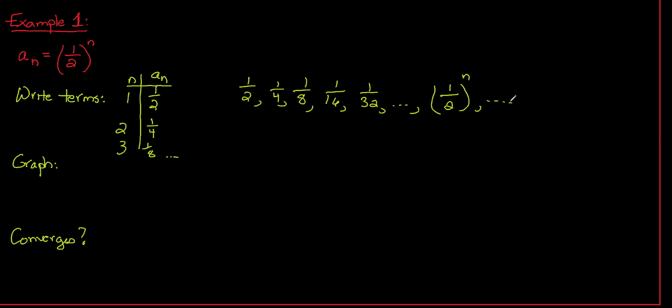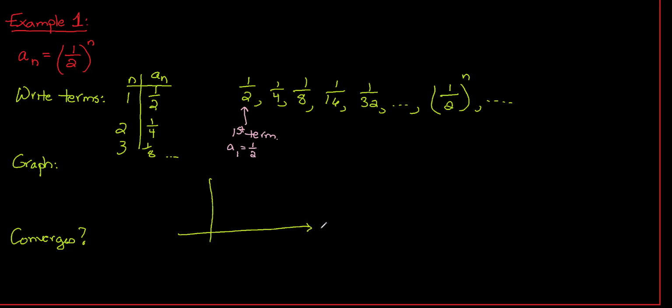So to reiterate, the 1/2, that is the value of my first term. And the notation for that is a sub 1 equals 1/2. So when n equals 1, the value of my first term is 1/2. Okay, so now let's draw a graph of this situation. So I'm going to come down here and draw a graph.